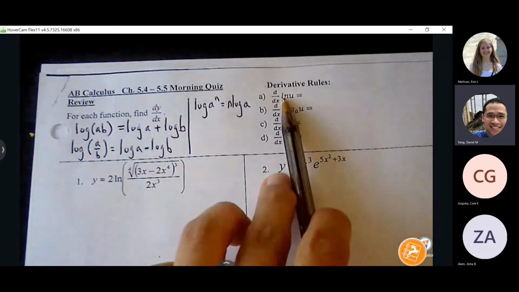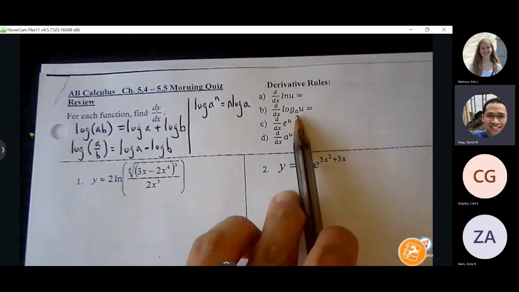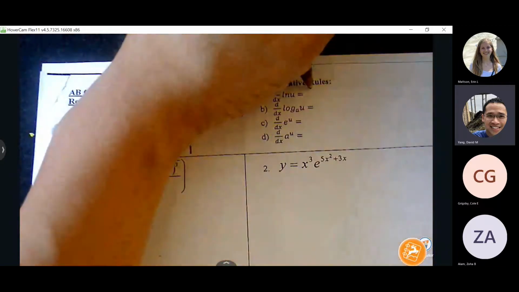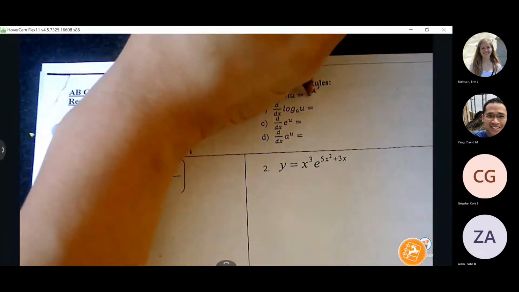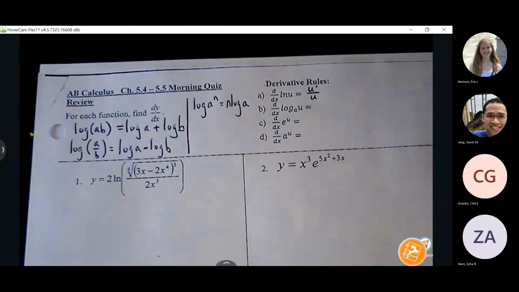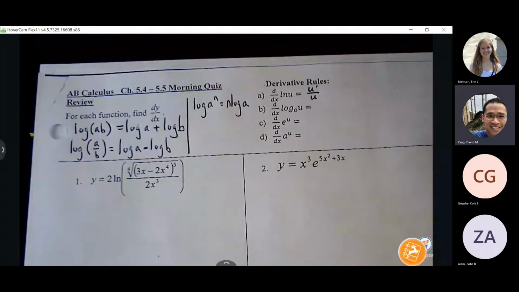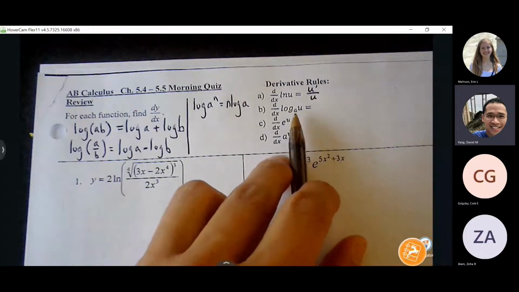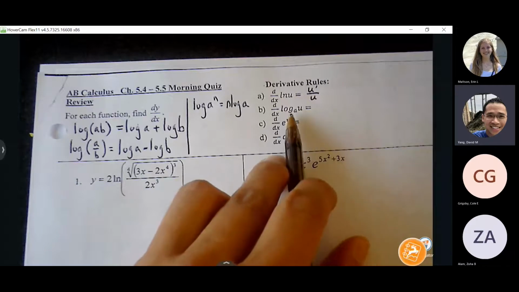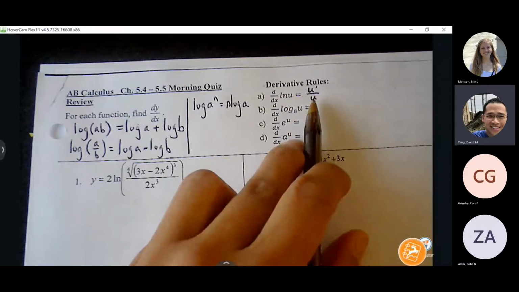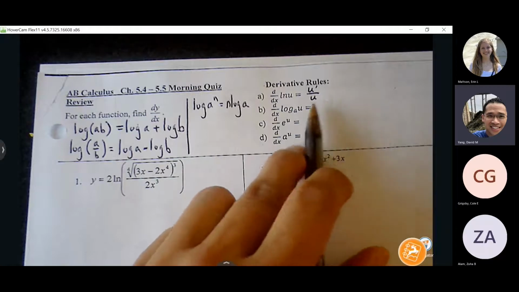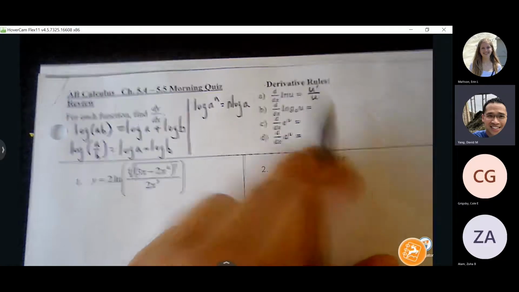So natural log. Natural log is log base e. And log base e has a nice and clean derivative rule. This is u prime over u. Log base a of u, this is log that's other than base e. So base a can be 2 or 3 or 6 or 8. That also is u prime over u, but with a little bit extra, a little bit of change of base conversion that needs to happen in front.